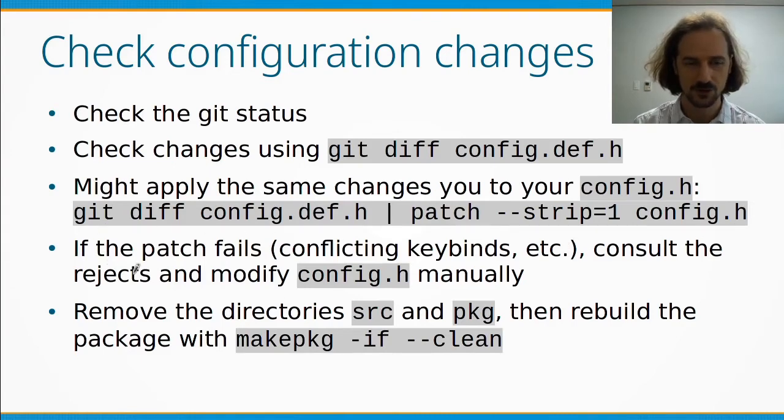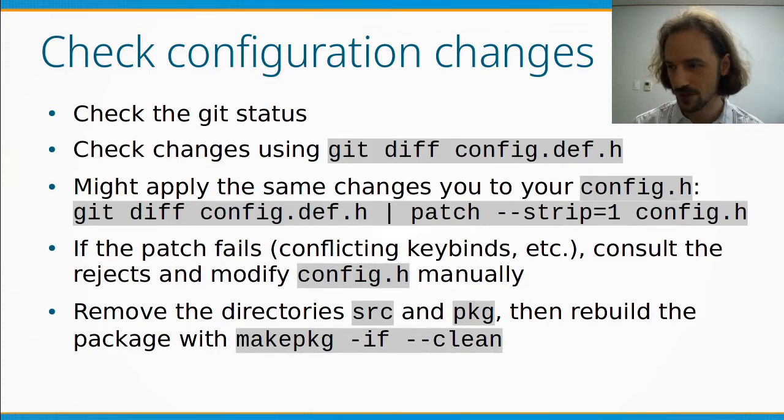And if this patch fails, then maybe we screwed around with our key bindings for too long and we might have to edit the config.h manually, but based on this git diff of the config.dev.h, we will have a much easier job than if we just had to figure it out without it. Yeah, we need to remove src and package directories before attempting to rebuild the package.